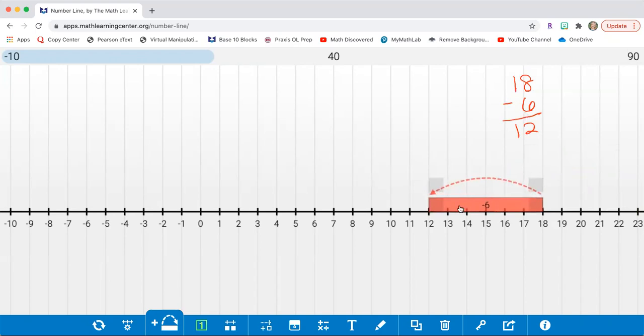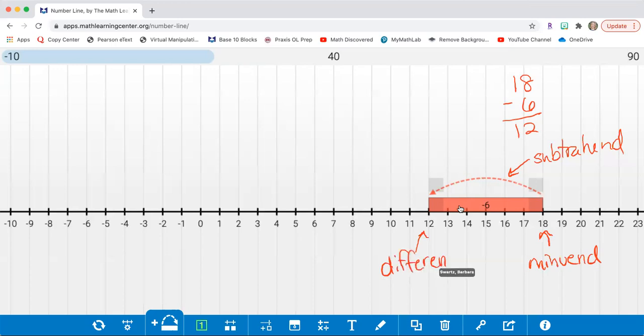So here I want us to notice that this is our minuend, and here is our subtrahend. And this, where we land, is the difference. And so that's fine. We can think about subtraction as counting back or take away, and that's how we get this. But another way to think about subtraction is the distance or difference between these two numbers.